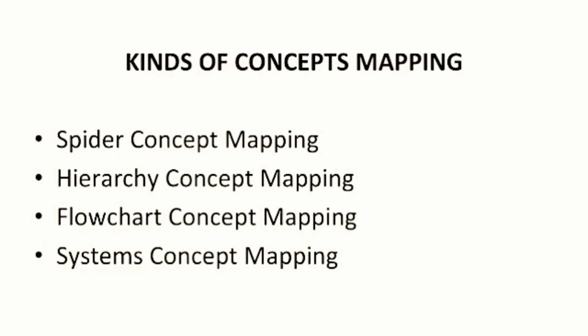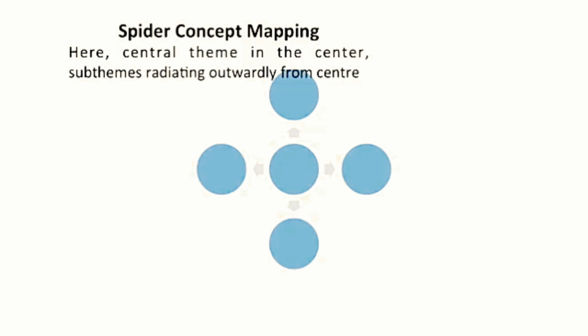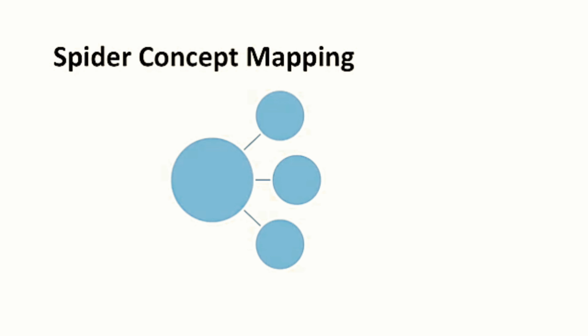three. There can be various types of concept map depending on how we present the information or the concepts and the linkages between them. The first type can be the spider concept map, hierarchical concept map, flowchart concept map, and system concept map. Now, if we discuss one by one, in the spider concept map, the central theme is in the center and the sub-themes are radiating from that center theme outwardly.